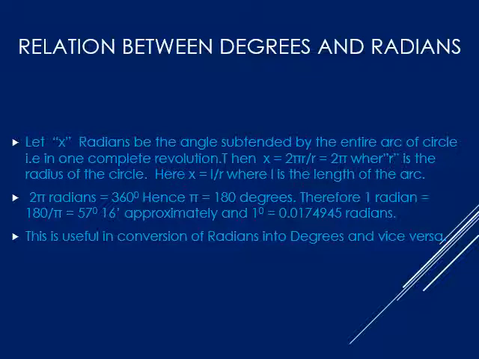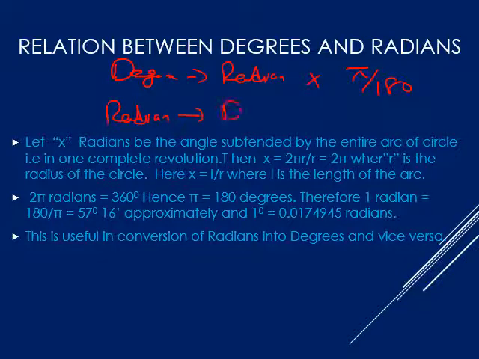So, to convert degree into radian, multiply with pi by 180. Now, to convert radian into degree, divide by pi by 180, or you can write multiply by 180 by pi. So always remember, to convert degree into radian, multiply with pi by 180. To convert radian into degree, you have to multiply with 180 by pi or divide by pi by 180.